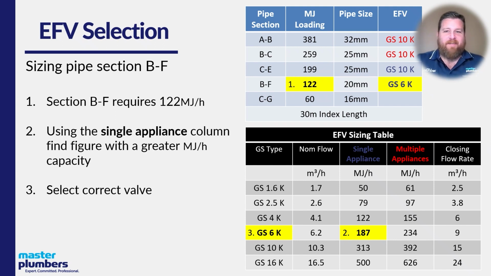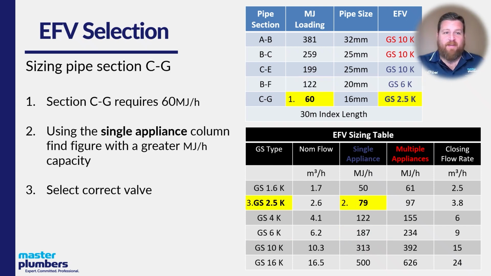By now you've guessed it, it's a bit more of the same. Pipe section B to F, 122 megajoules. We'll follow that down in the single appliance column. First greater number is 187. We'll follow that over to the valve type. That's a GS6K, and we'll put that up in our sizing chart.